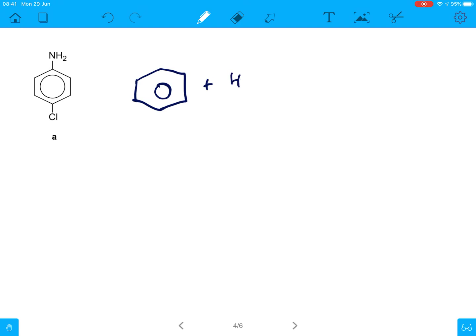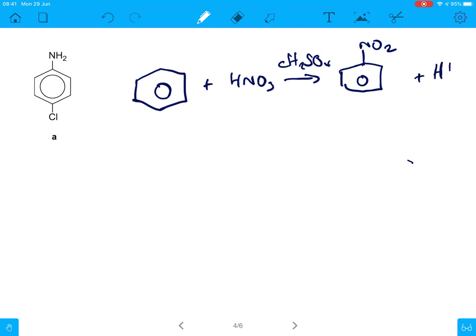Okay, and if you're nitrating it, it's concentrated nitric acid with sulfuric acid, our catalyst, and that produces NO2 and H+. Now, if we were to react that with the chlorine now, NO2 is 3 directing. It would end up there. Well, that's clearly not where we want our product.